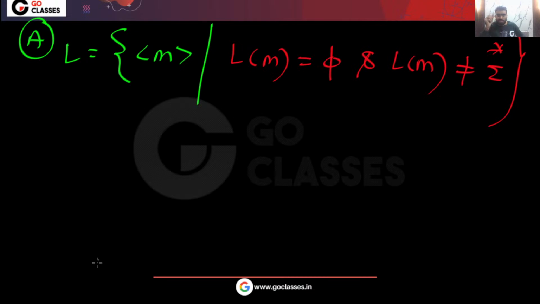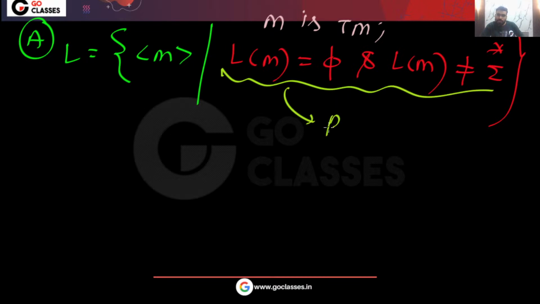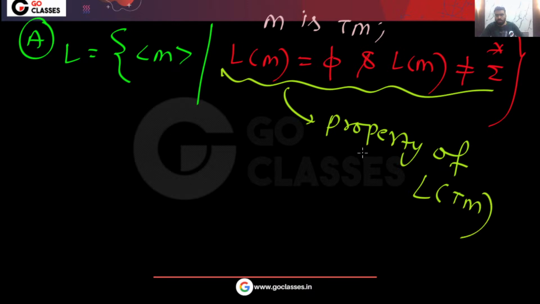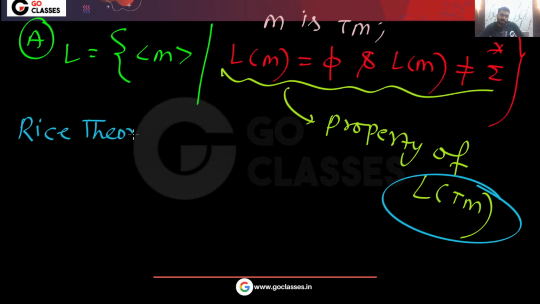Tell me, is this a trivial property or a non-trivial property? Look at this. This is a language property, right? M is a Turing machine that is already given to you. This is a property of recursive enumerable languages, a property of the language of a Turing machine. So you can easily apply the Rice theorem to solve this question.